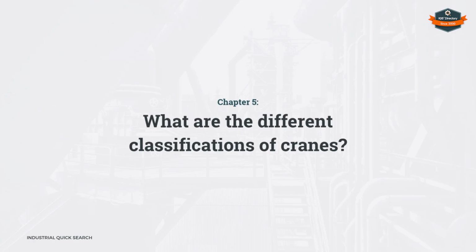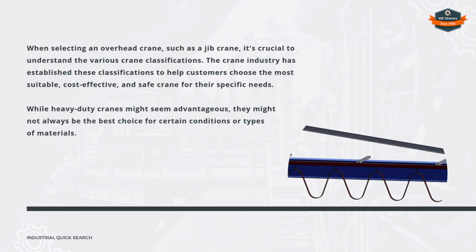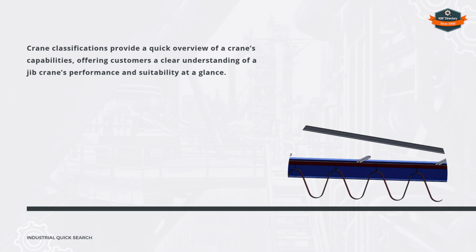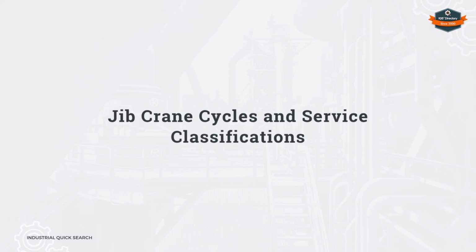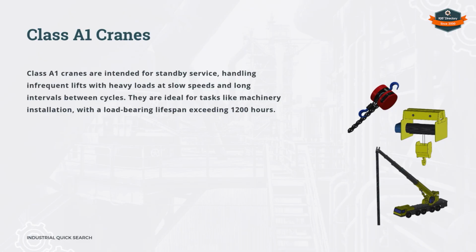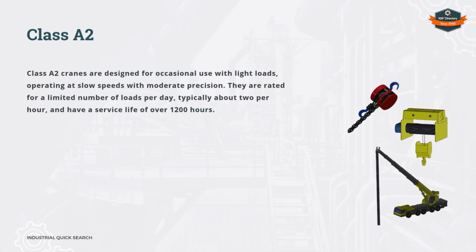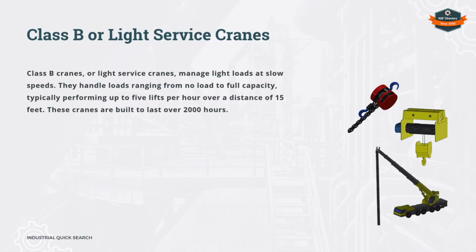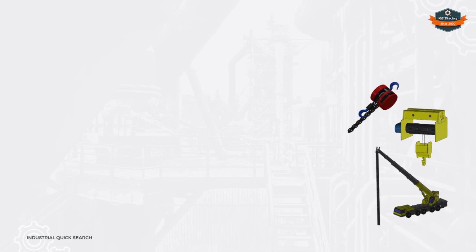Chapter 5. What are the different classifications of cranes? Jib crane cycles and service classifications. Class A1 cranes. Class A2. Class B or light service cranes. Class C cranes.